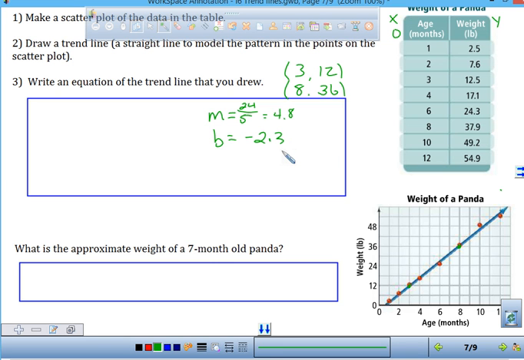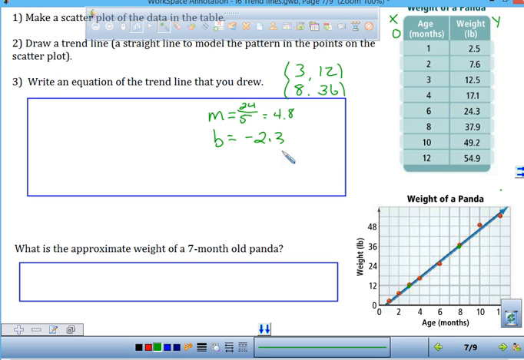Now, let's think about this. We're talking about the weight of a panda. And at 0 months old. At 0 months old, what does that mean? It's not born yet. That's when it is born. As soon as it's born. Okay? It doesn't make sense to be negative 2.3 pounds. It doesn't. And that's okay.